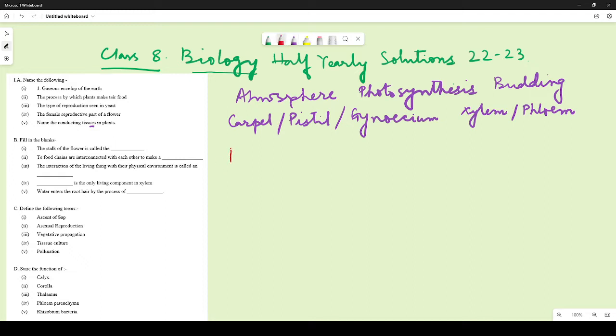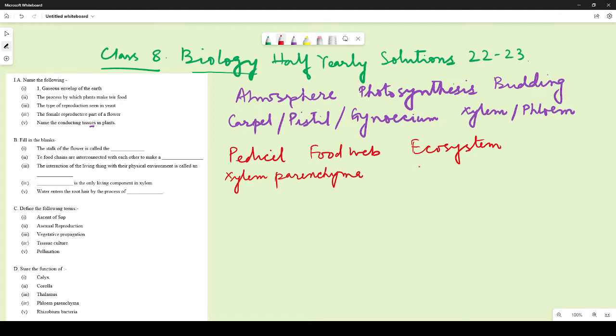The stalk of the flower is called the pedicel. The food chains are interconnected with each other to make a food web. The interaction of the living things with their physical environment is called an ecosystem. Dash is the only living component in xylem. We know that it is xylem parenchyma. Water enters the root hair by the process of osmosis. So that is that for the fill in the blanks.